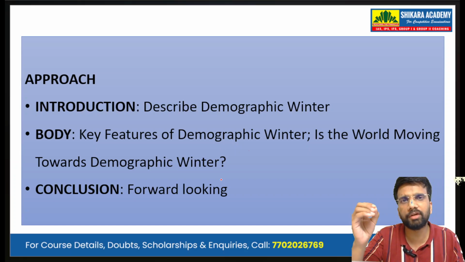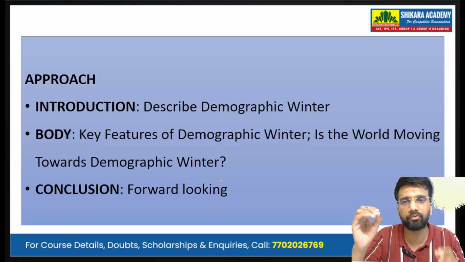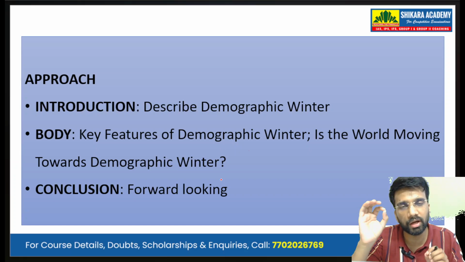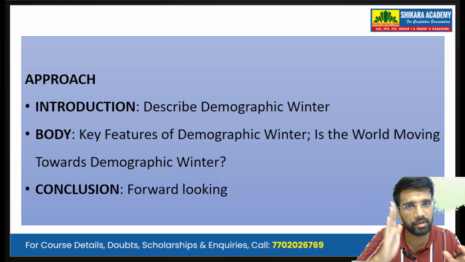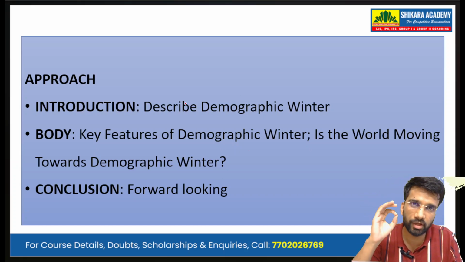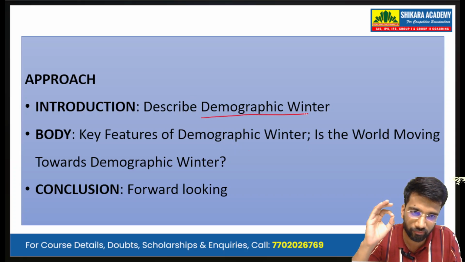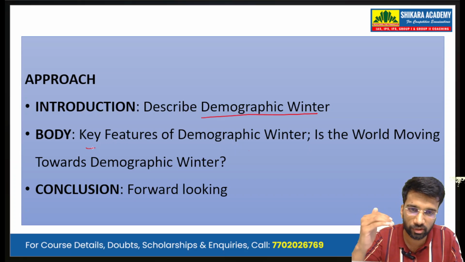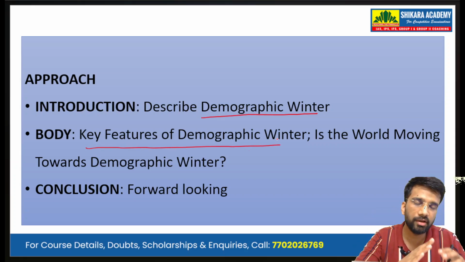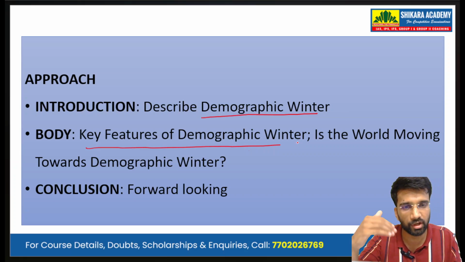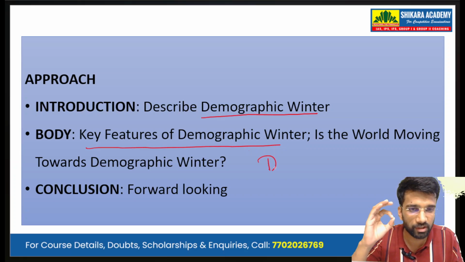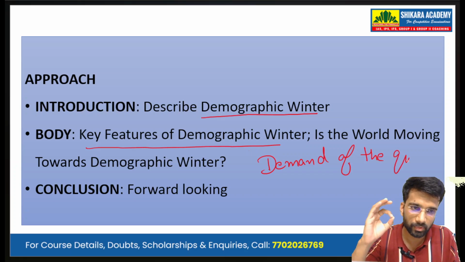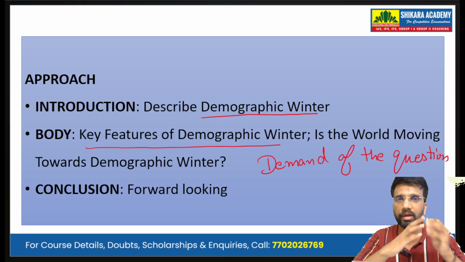Now, what is the approach that we can follow in answering this type of question? So we will be doing the introduction, body, conclusion, or the IBC approach, in which in the introduction we describe what is a demographic winter, a simple definition. In the body, we write about the key features of demographic winter, and then we address the second demand of the question, that is, is the world moving towards demographic winter? So the demand of the question needs to be fulfilled in the body itself.